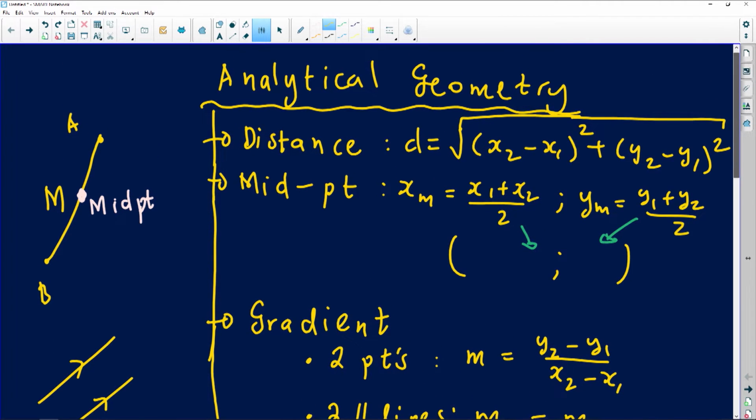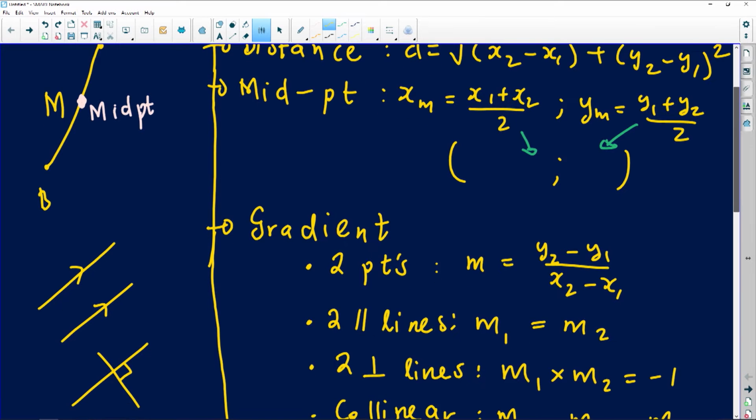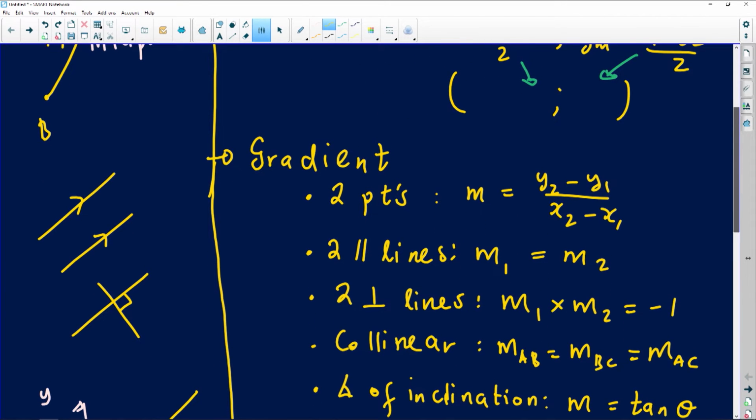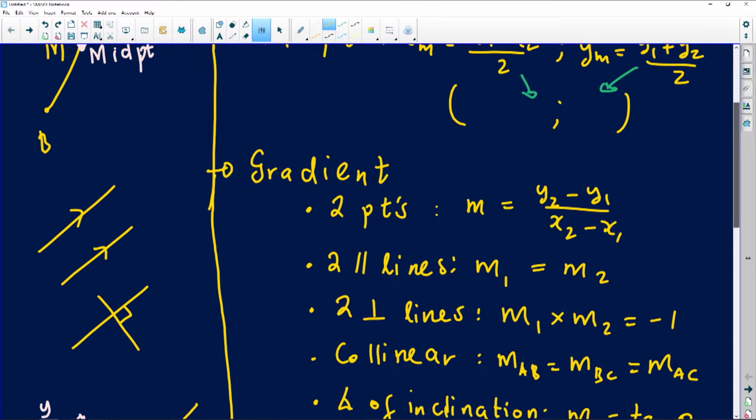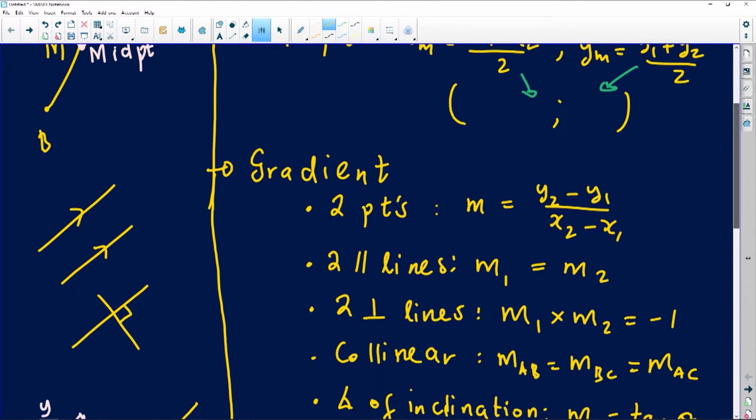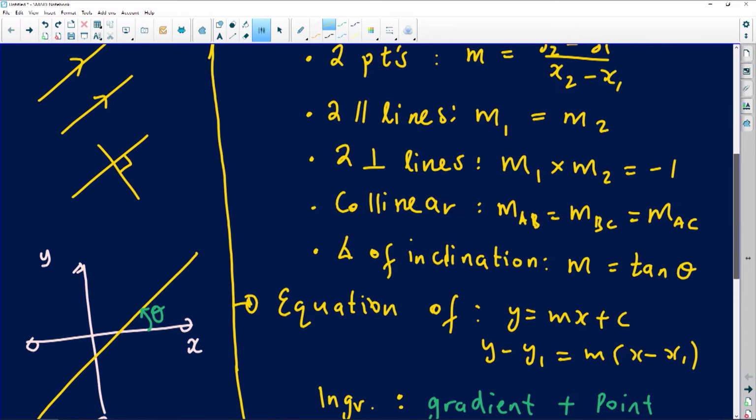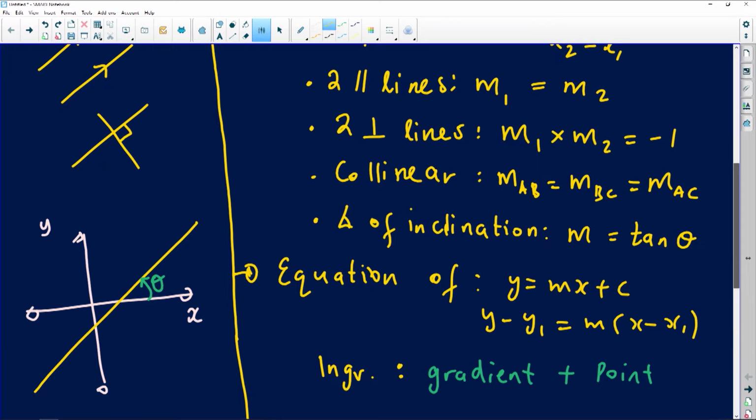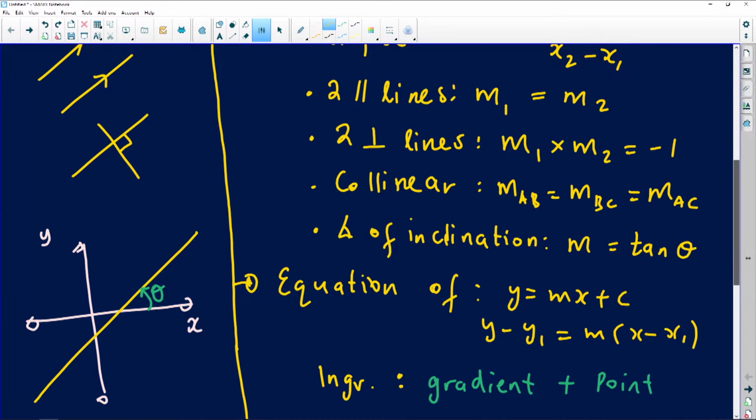So the distance between two points, the midpoint, is always what you're looking at right now. We've got the gradient, which can be found in five different ways, if not more: two points, change in y over change in x. If you've got parallel lines, you've got the same gradient. If you've got perpendicular lines, the product of their gradients is -1. Collinear points that lie on the same straight line will also help you to find the gradient. In addition, if you are given the angle of inclination, you can use that to figure out the gradient of that particular line.